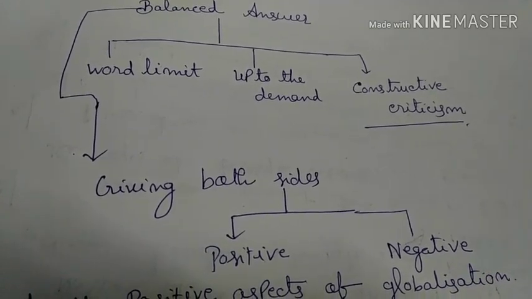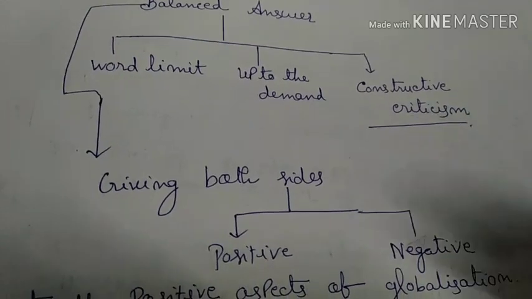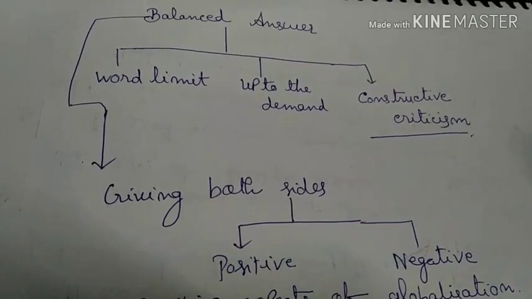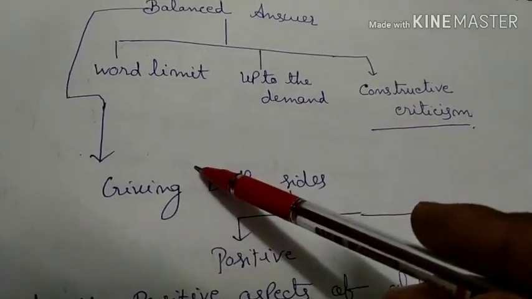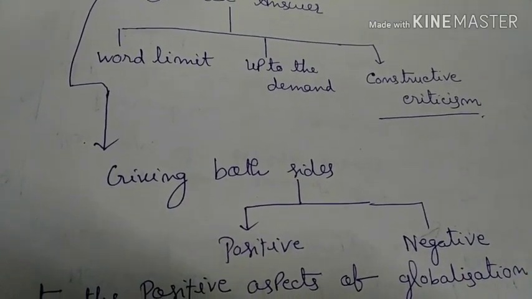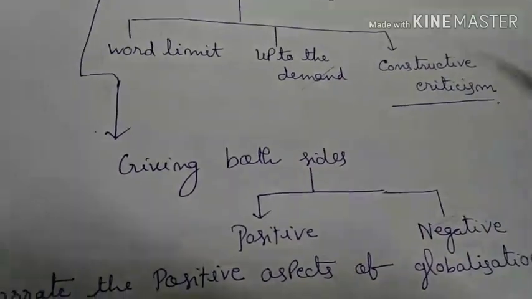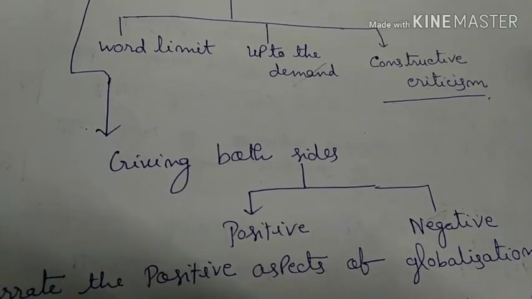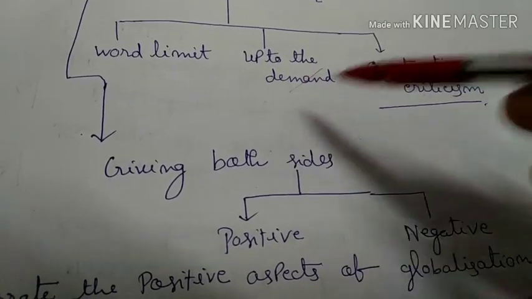Many a time we have heard that we always have to write a balanced answer in the exam hall. Then what is a balanced answer? What do we mean by a balanced answer? Well, there are various characteristics of a balanced answer. For example, word limit. That means we have written the answer within the word limit. From that perspective, our answer is balanced. Up to the demand, that means we have delivered the answer within the requirement of the question. What the question is asking, we have fulfilled that point. From that perspective, our answer is balanced.